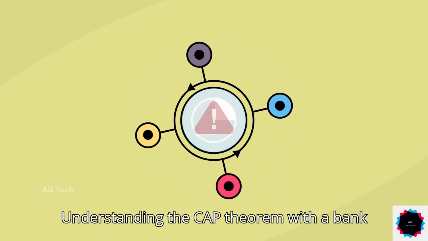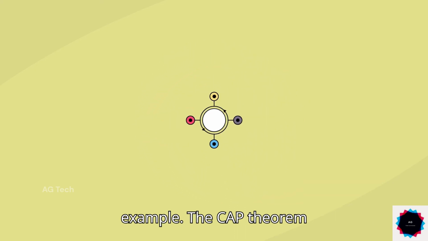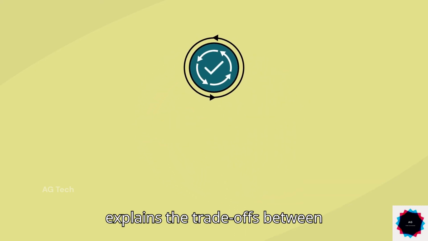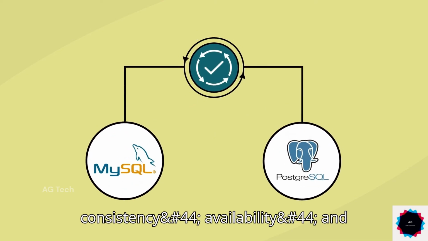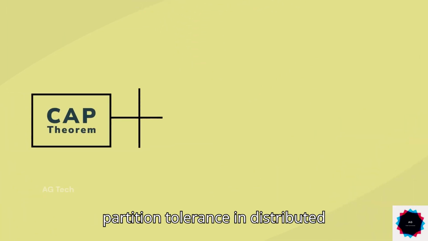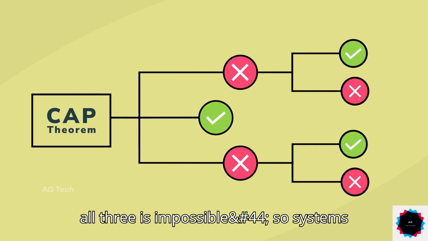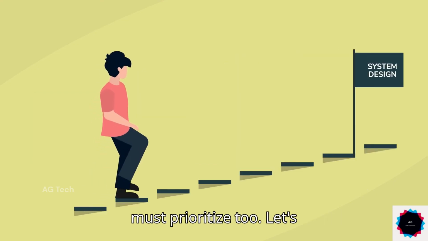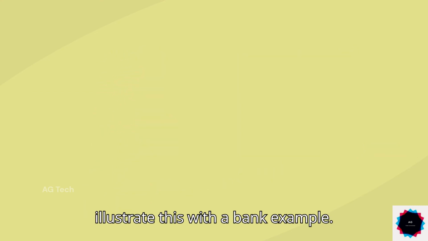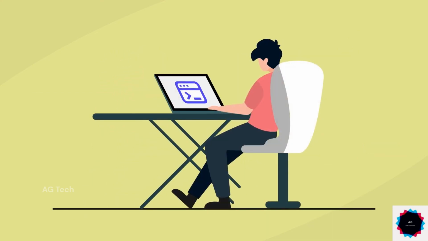Understanding the CAP theorem with a bank example. The CAP theorem explains the trade-offs between consistency, availability, and partition tolerance in distributed systems. It states that achieving all three is impossible, so systems must prioritize two. Let's illustrate this with a bank example.